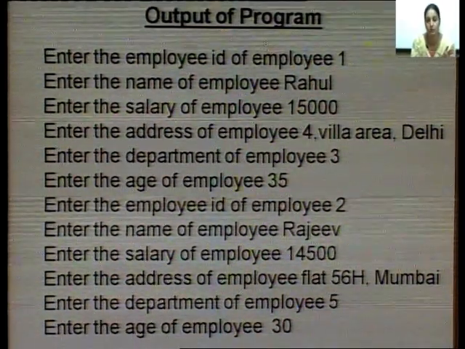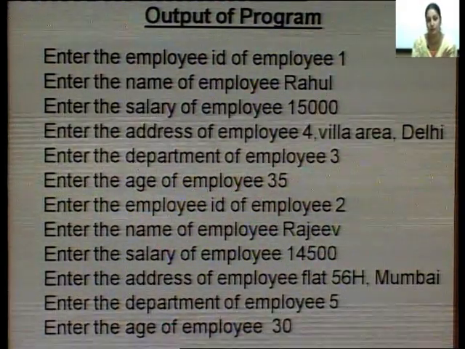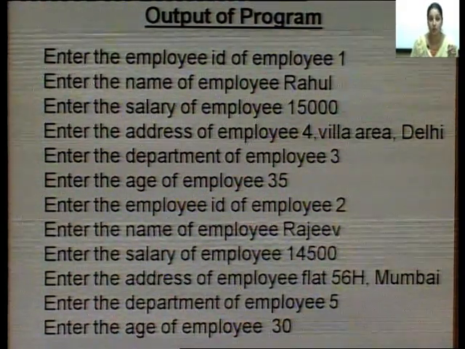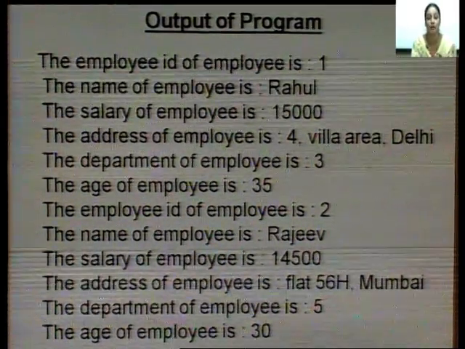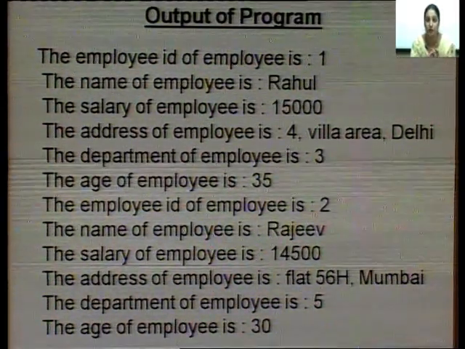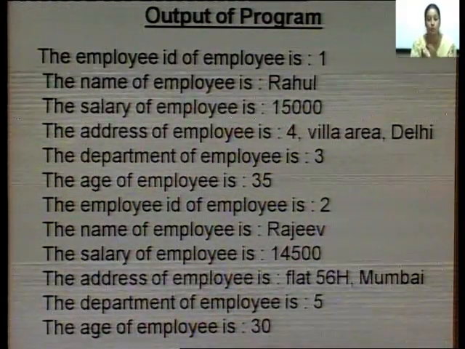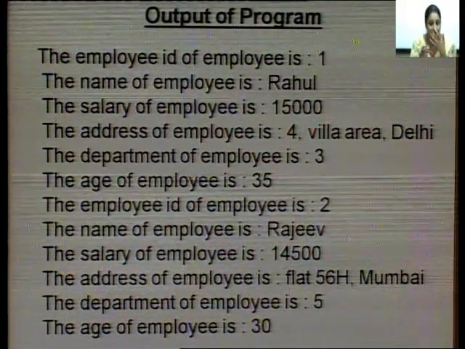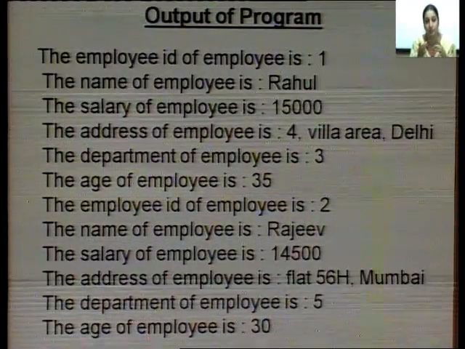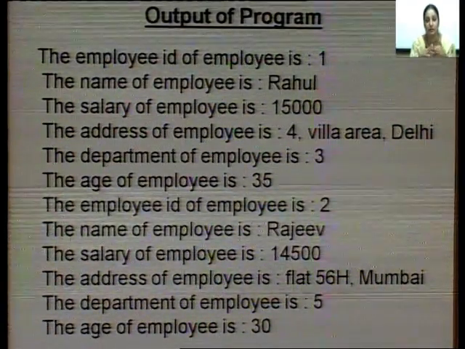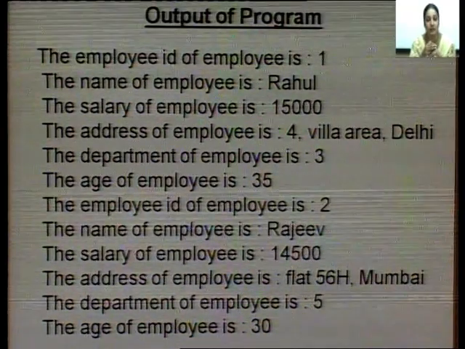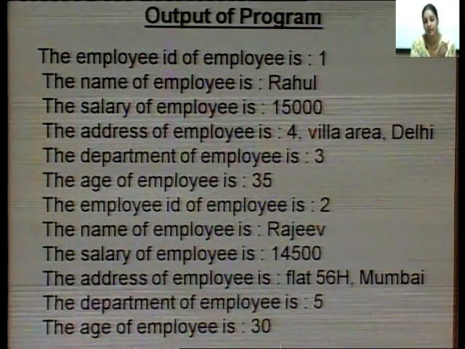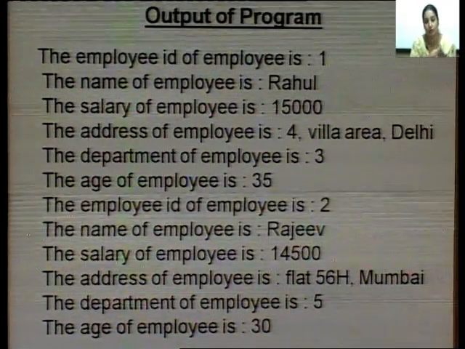There is a totally different variable for that. Now the output for the printf statement for this is: the employee ID is 1, the name of the employee is Rahul, the salary of the employee is 50,000, and all that value. After that, the second variable holds different values. The employee ID of the employee is 2, the name of the employee is Rajiv, and so on. The age of the employee is 30.